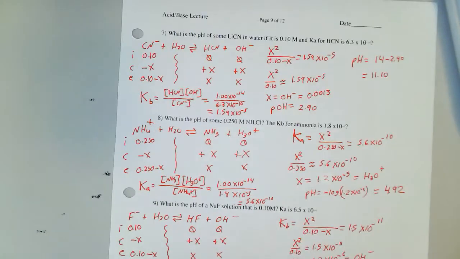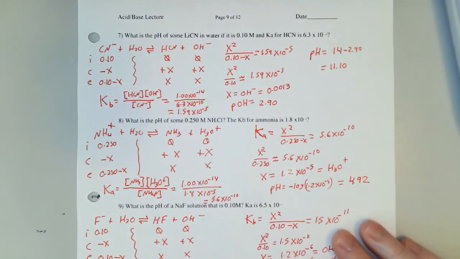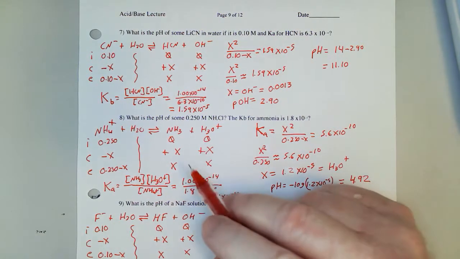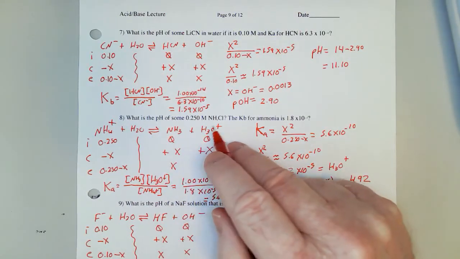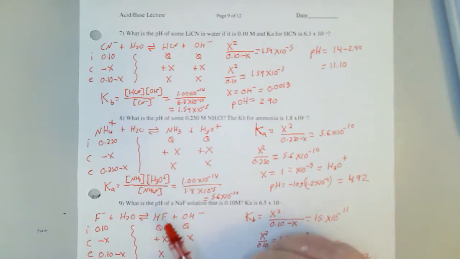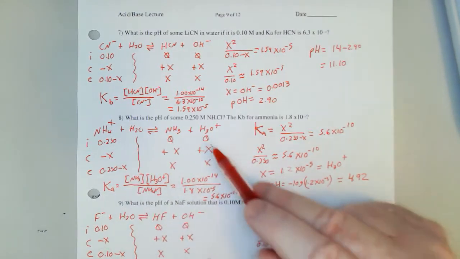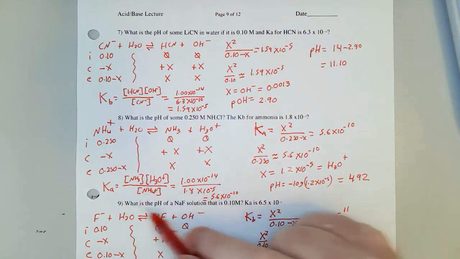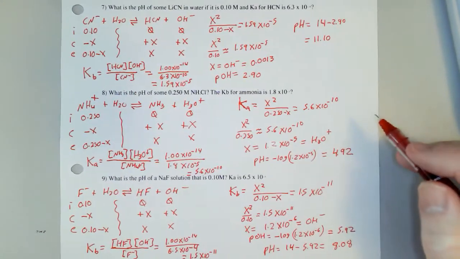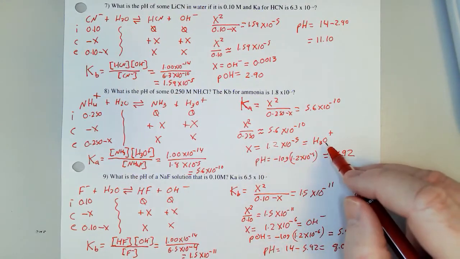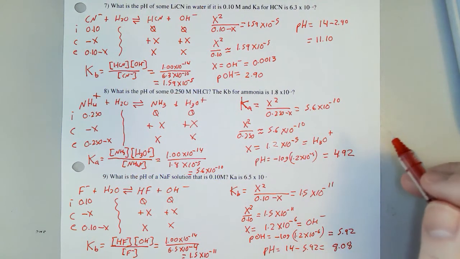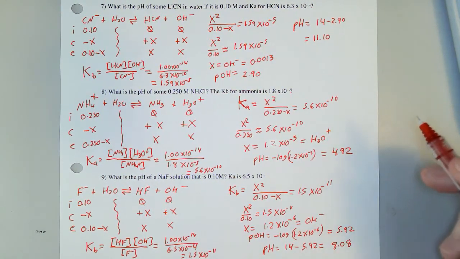All right, number 8. What's the pH of some 0.250 molar NH4Cl? Well, the NH4 plus reacts with water. Classic ICE box, it's got to be a Ka. Solve for x, which is H3O plus. I got a pH of 4.92. Leave that there for you for a minute.